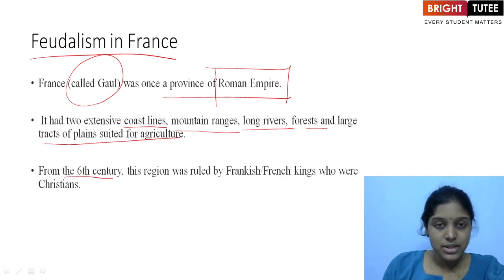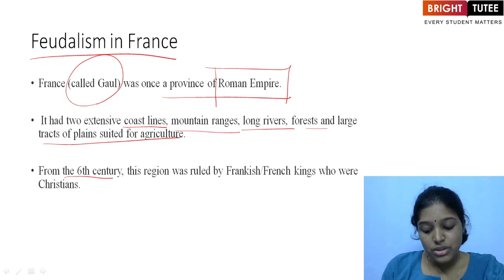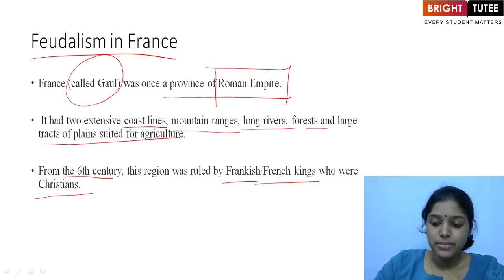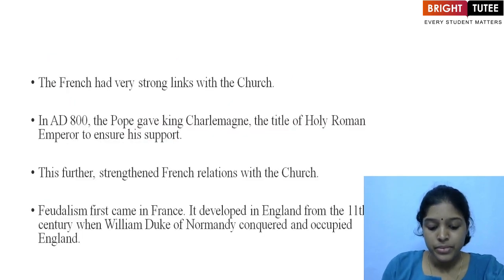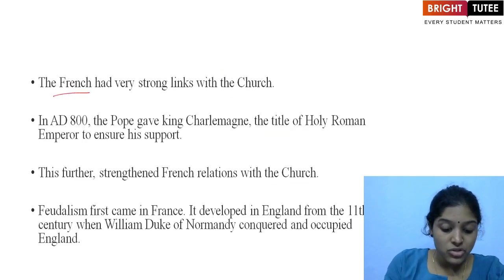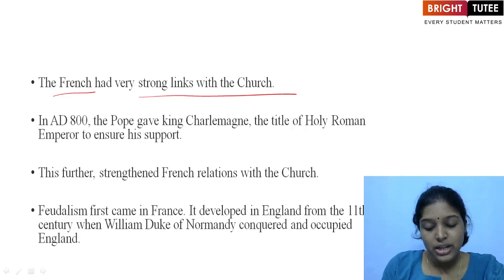And from the 6th century, this region was ruled by the Franks, who were also called the French kings, and they were Christians; these kings followed the religion of Christianity. We see that the French had very strong links with the church.